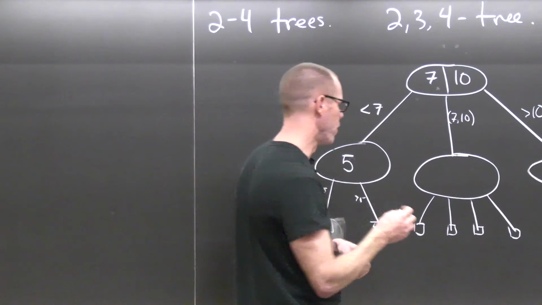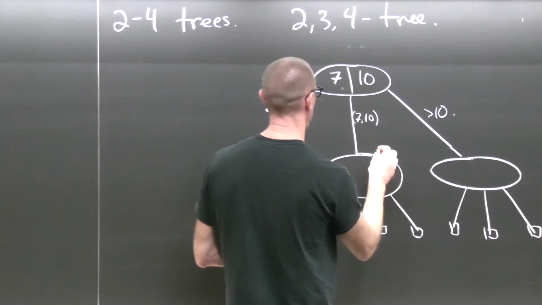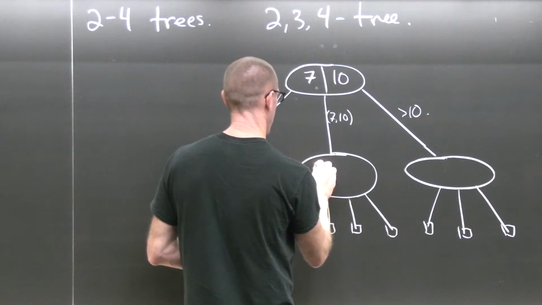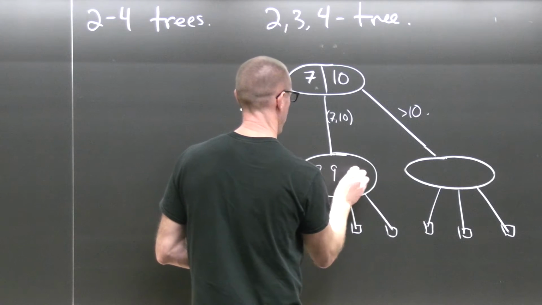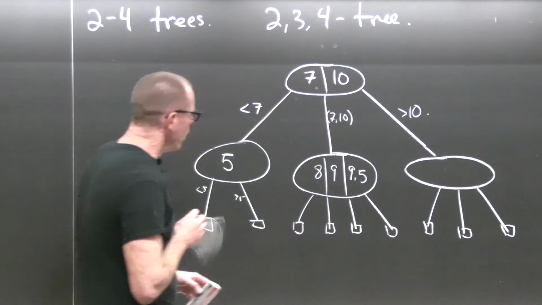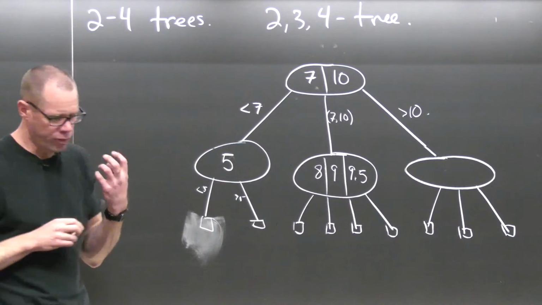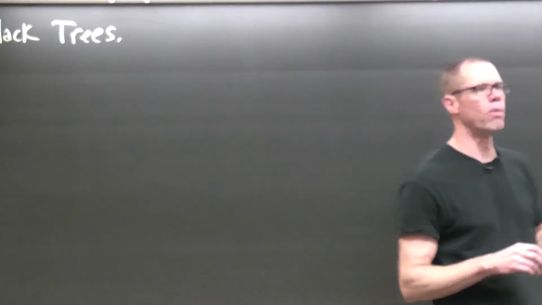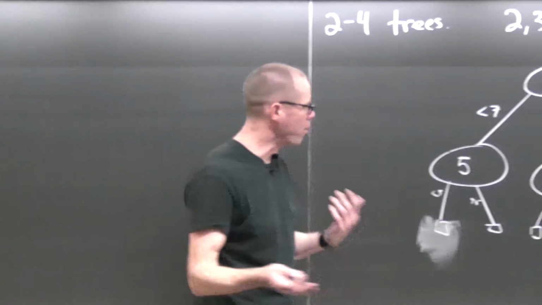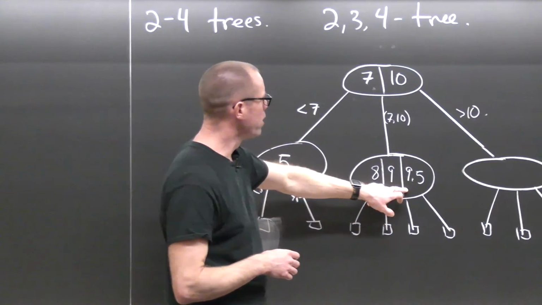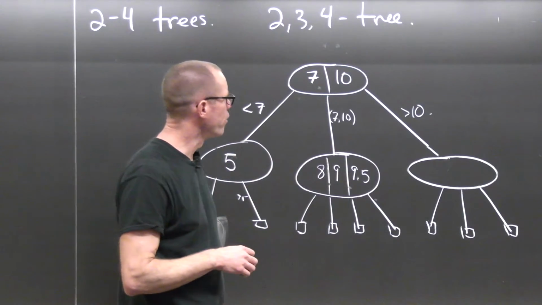Yep, 3. Good. So let's put in 8, 9, and 9.5. And again, when I give you k values, that defines k plus 1. It breaks the real line up into k plus 1 intervals: smaller than 8, between 8 and 9, between 9 and 9.5, and bigger than 9.5.